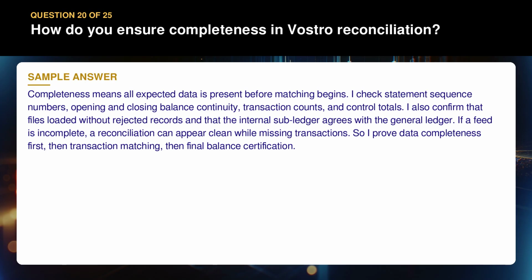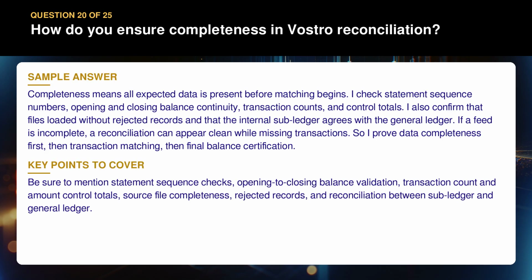Completeness means all expected data is present before matching begins. I check statement sequence numbers, opening and closing balance continuity, transaction counts, and control totals. I also confirm that files loaded without rejected records, and that the internal subledger agrees with the general ledger. If a feed is incomplete, a reconciliation can appear clean while missing transactions. So I prove data completeness first, then transaction matching, then final balance certification.